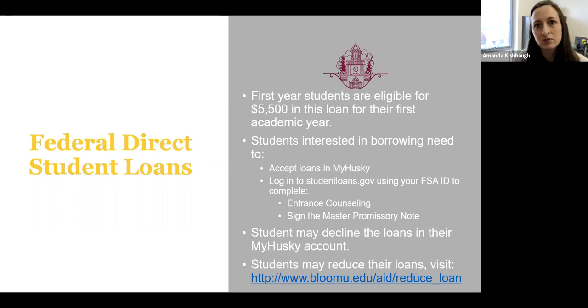First, they need to accept their loans in MyHusky, and then they would need to go to studentloans.gov and log in using their own FSA ID to complete entrance counseling and a master promissory note. Now, so many times I have parents contacting me saying, I did the entrance counseling and MPN for my student. That can't happen. This loan is their loan. It is in their name and it goes against their credit history. So it's really important that the student does this portion of it so that they can learn more about the loan and understand the terms and conditions.